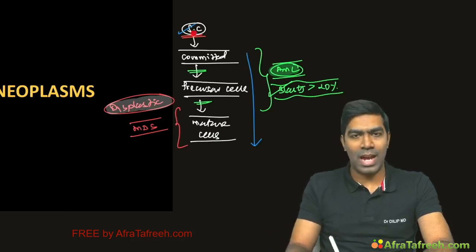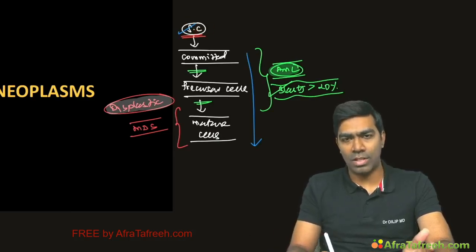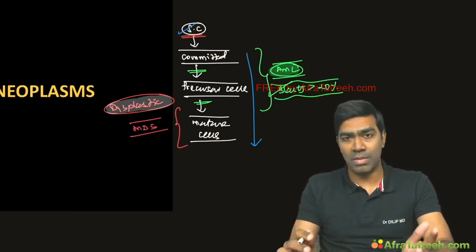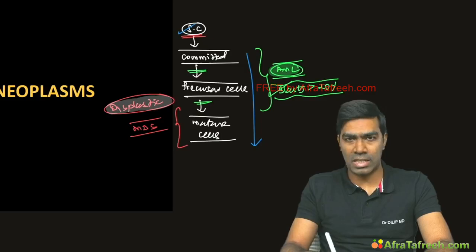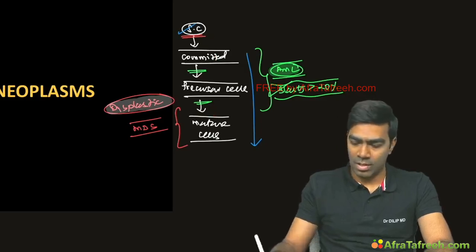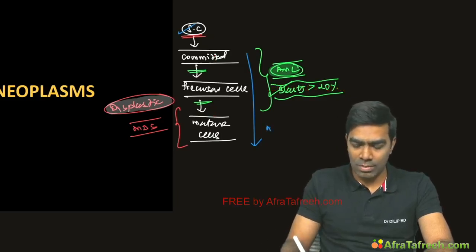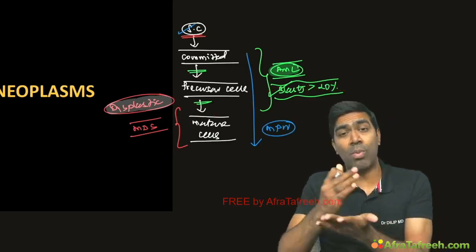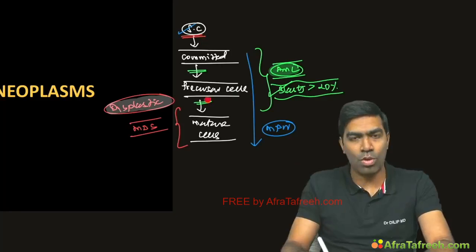So because of that mutation or probably a cytogenetic change, you're going to have increased, not a defective or dysplastic, maturation. You're going to have increased maturation of cells. You're going to call it a myeloproliferative neoplasm. That's why it's called MPN, myeloproliferative neoplasms. You're going to have more proliferation.